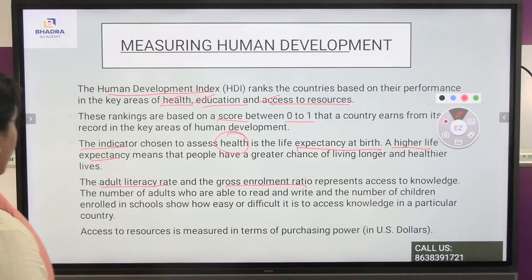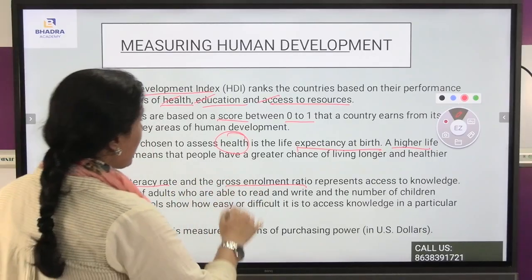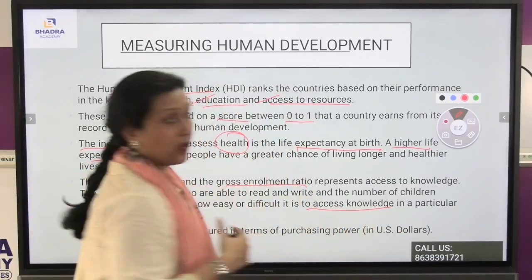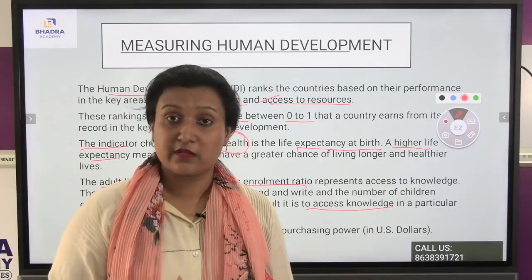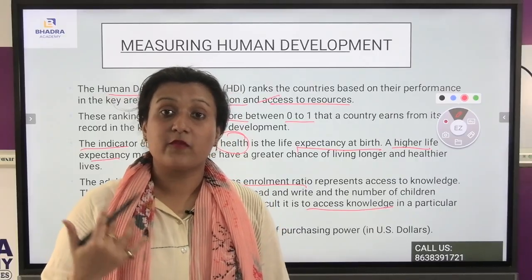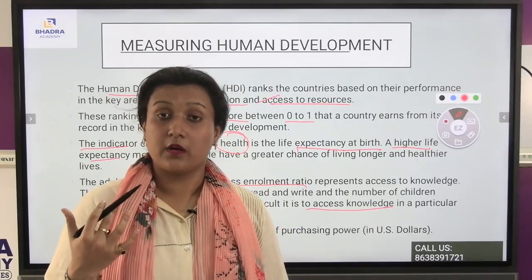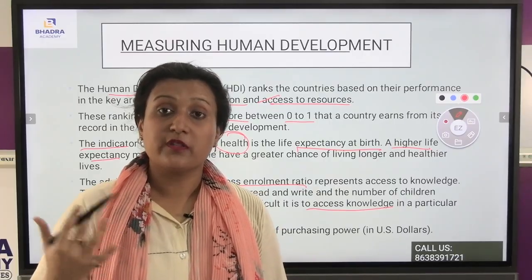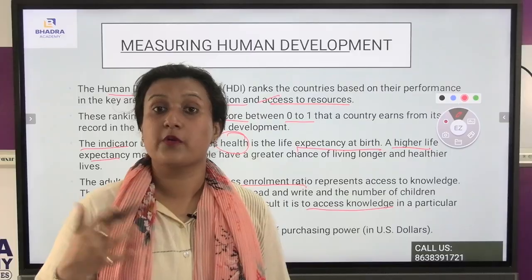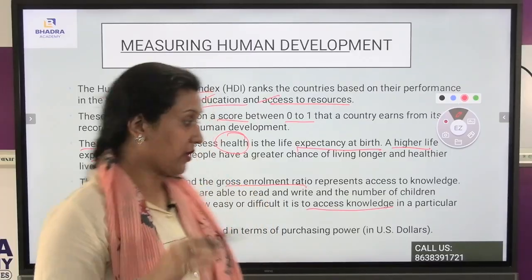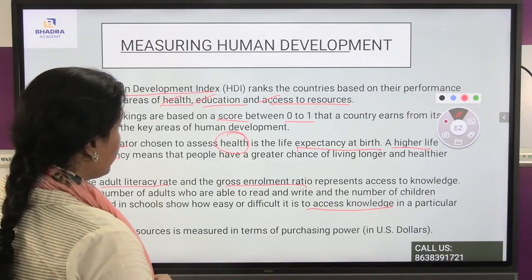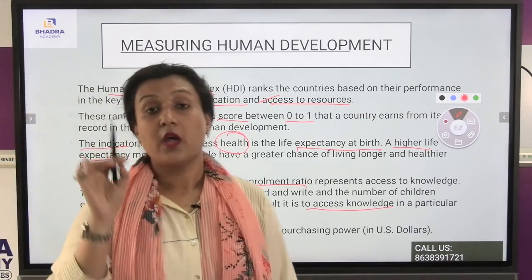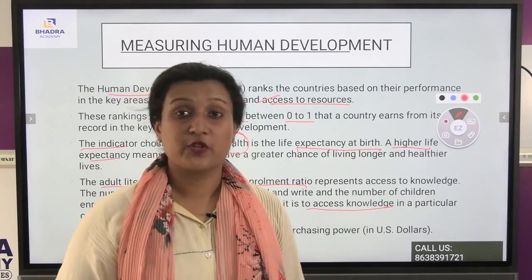Now, an individual without knowledge must have access to knowledge so that they can develop proper skills and proper knowledge, and work for the productivity of a particular nation. On the other hand, access to resources is measured in terms of purchasing power. Very, very important. Now we will be understanding purchasing power.